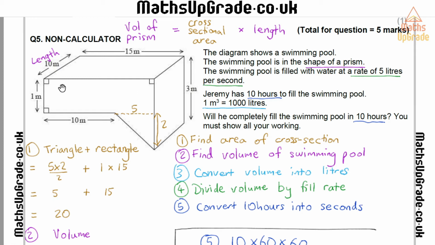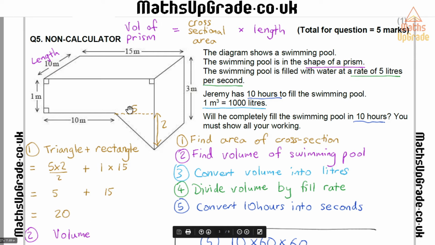And the area of the rectangle is quite simply the length times the width. The width is given here as 15 and the length is 1. So 1 times 15 is 15. If I add those two values together, I'll get a total cross-sectional area of 20 meters squared.